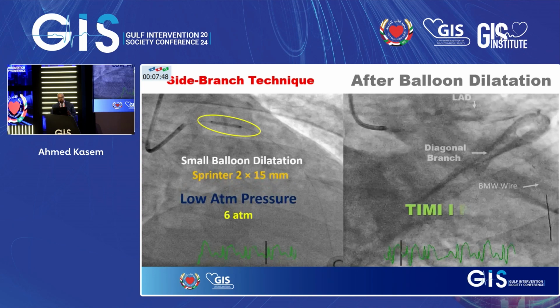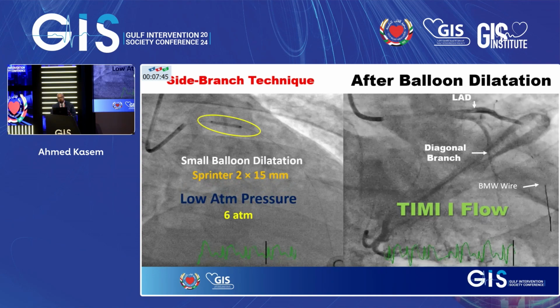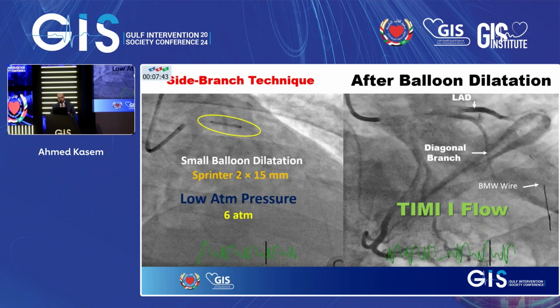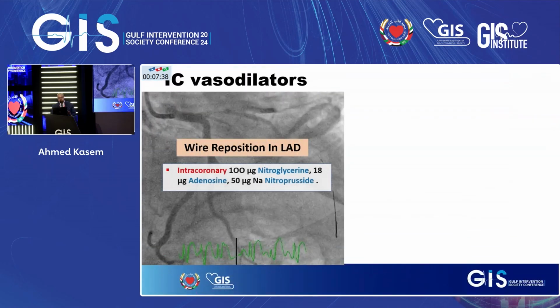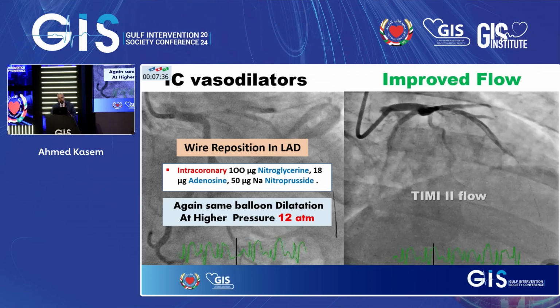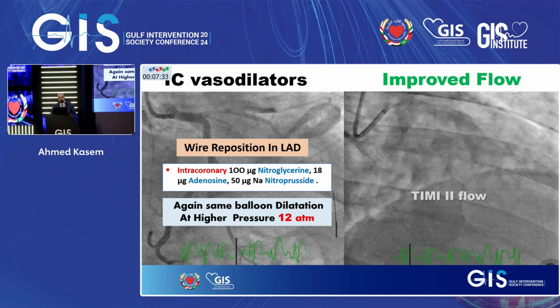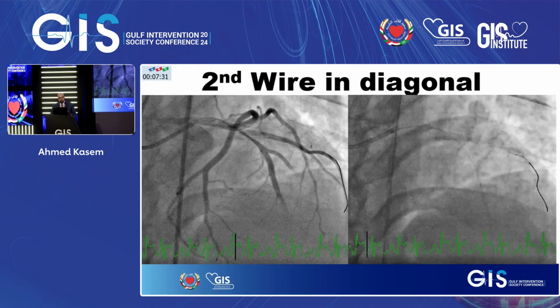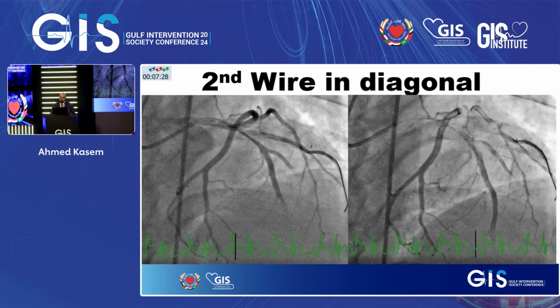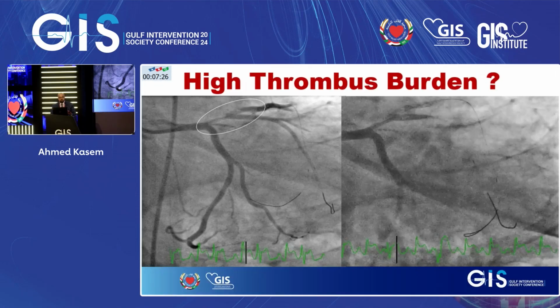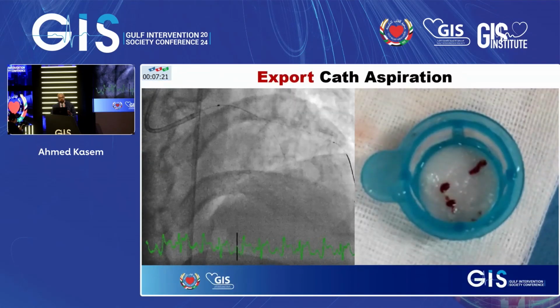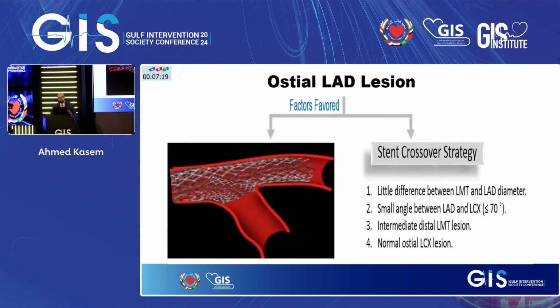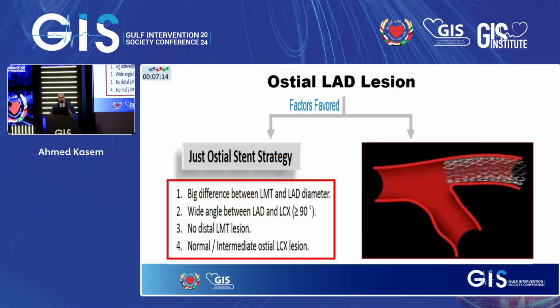I inflated a small balloon, and then we could clearly delineate the diagonal and the LAD, and easily redirect the wire to the main vessel. We repositioned, injected intracoronary medication, and inflated the balloon again at high pressure, with a second wire to secure the diagonal branch. I felt there was a high burden of thrombus, so I made aspiration, and this is the red thrombus after aspiration.